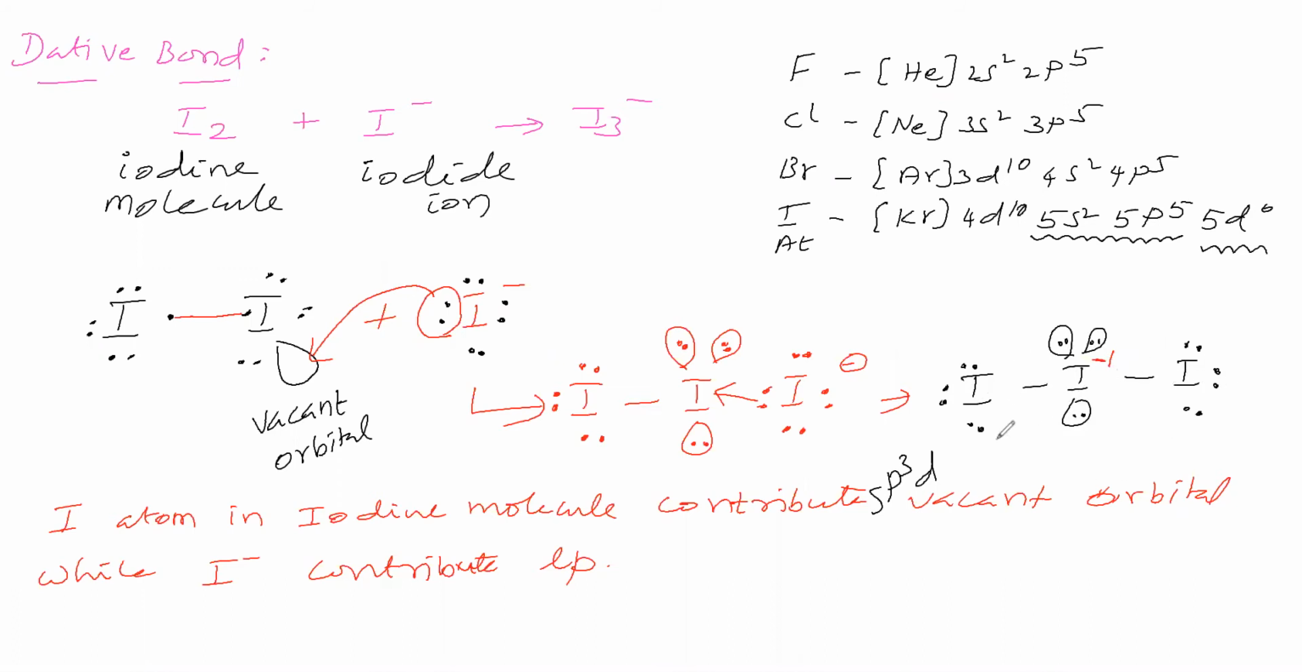In I3 minus, a dative bond is present. That is, a coordinate covalent bond is present. This is about I3 minus we can say.